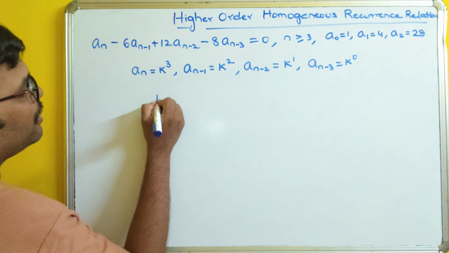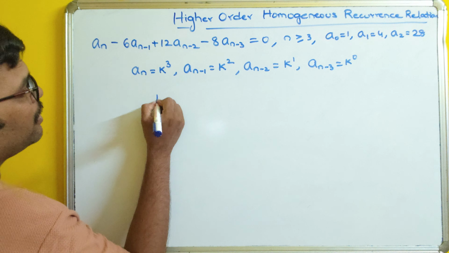Now we need to find out the roots. How many roots? 3 roots, because it is a cubic equation, not a quadratic equation. If it is a quadratic equation, directly we can find the roots by using the formula minus b plus or minus square root of b squared minus 4ac, by 2a. But here it is a cubic equation, that means it will be having 3 roots.